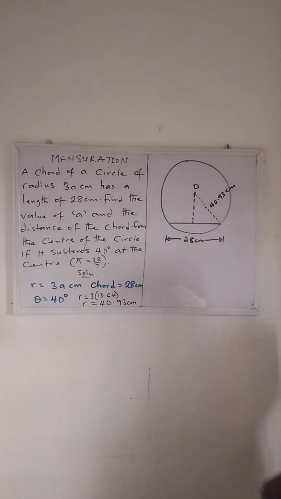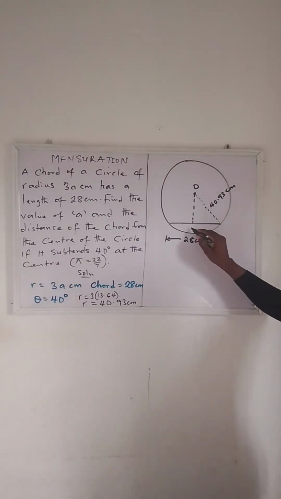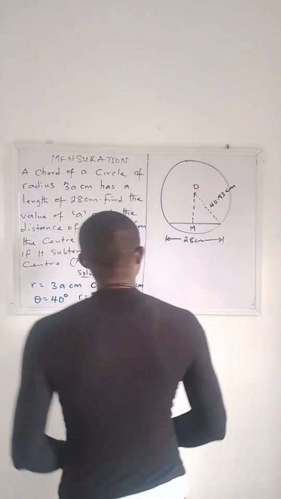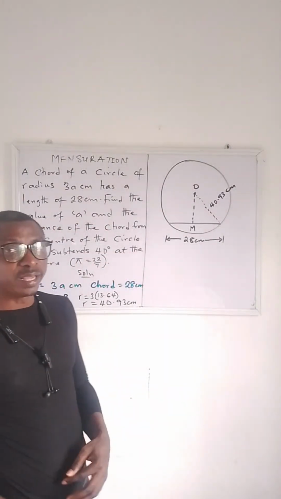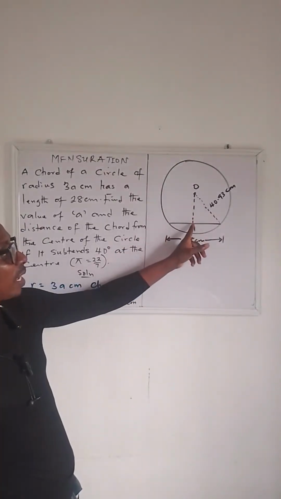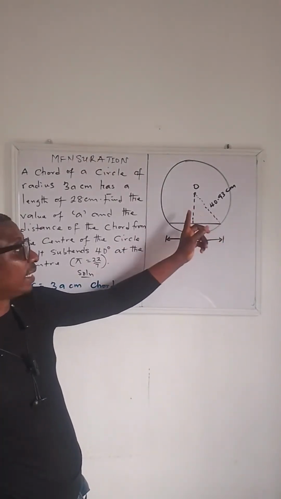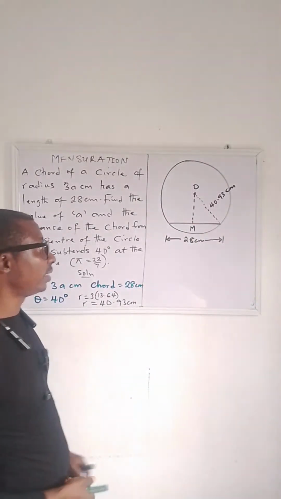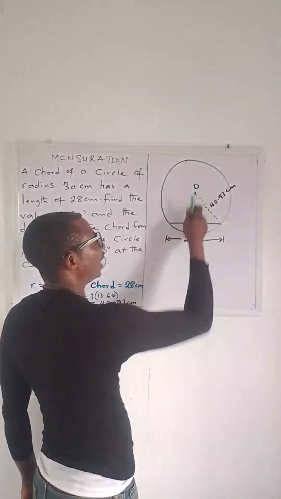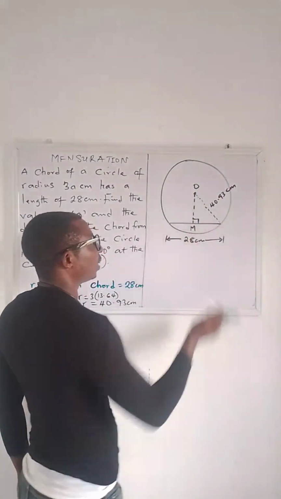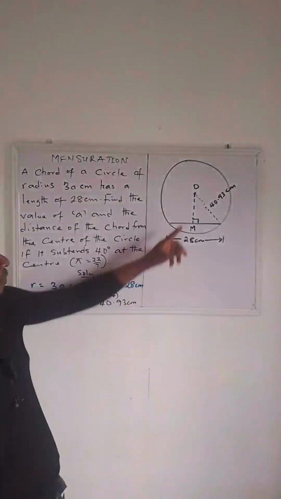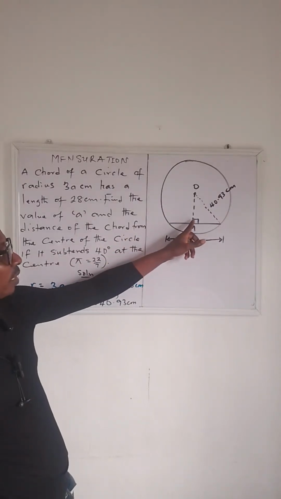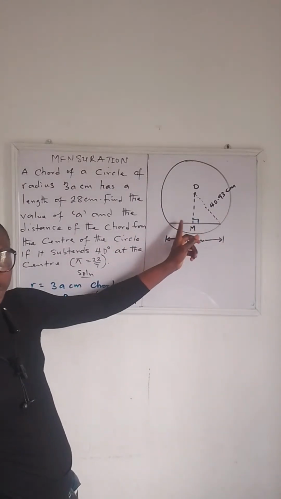Okay, so now we want to get this distance. Let's call this place M. Now, the theorem that we're going to be using says that if you draw a line that is perpendicular to a chord, that line is going to bisect the chord into two equal parts. So this line is drawn down such that it's perpendicular to the chord, so it will bisect this chord into two equal parts.